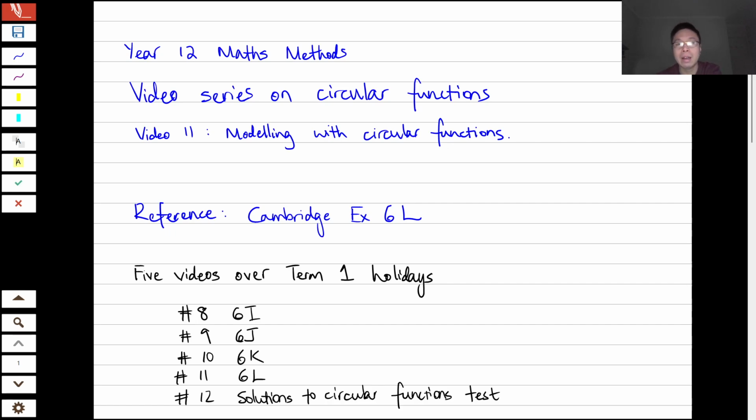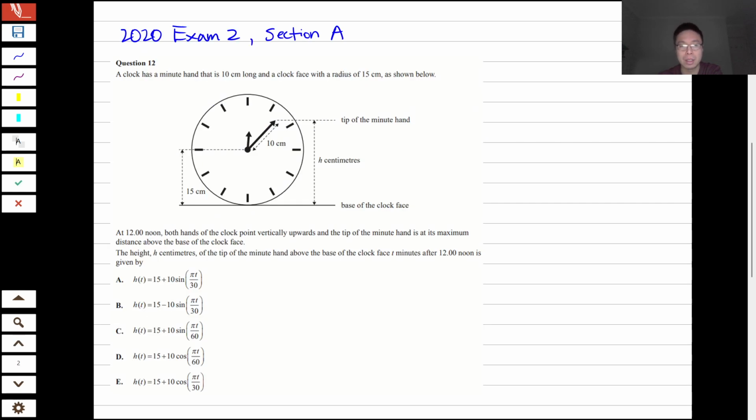So let's get underway. I've just got 2 exam questions for you, and I will demonstrate how to use the CAS as well. So in this first question, the context is you've been given a clock and we want to track the movement of the minute hand over time. We're given some crucial information. We are told that the minute hand is 10 centimeters long, and we're told that the clock face itself has a radius of 15 centimeters. So that's this distance here from the bottom to the middle, and 10 centimeters is here.